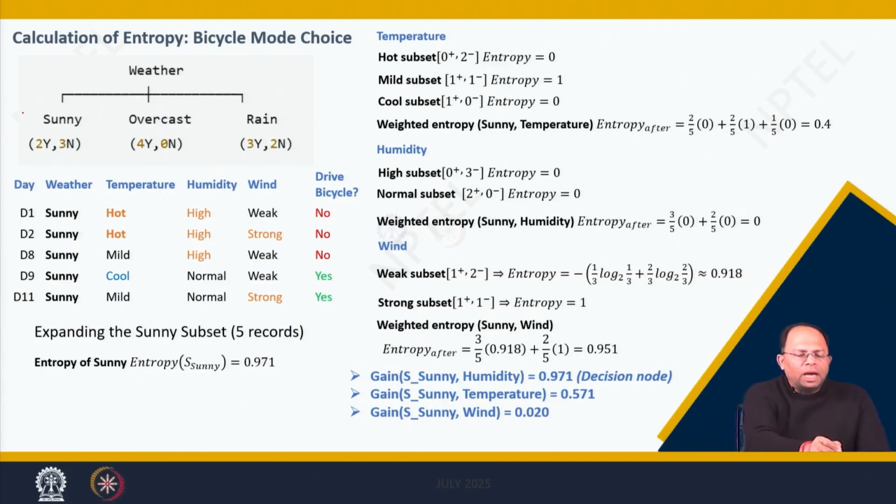So I have either the weather is sunny, or overcast, or rain. Over here I can straight away say, if it is overcast, then everybody is going to say yes, sorry, last time I said just the opposite. If it is overcast, everybody says yes. That means everybody would be using a bicycle because there is not that much sun, so you will not get tired, so I can use it. That could be the logic.